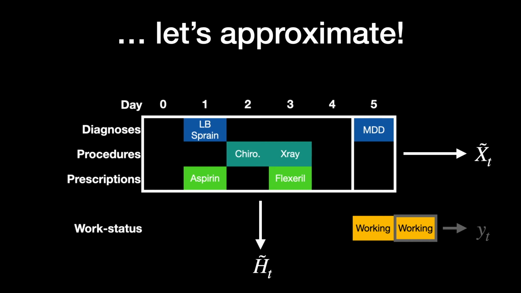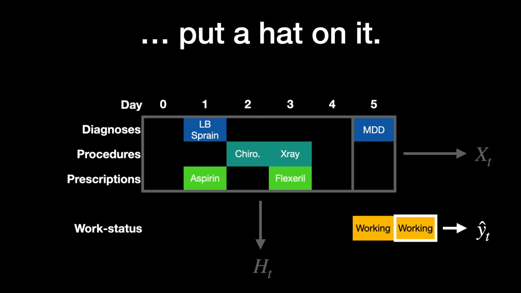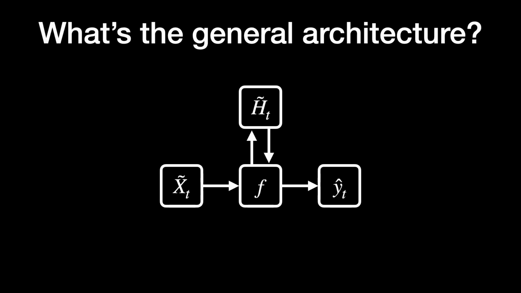So let's approximate these with lower dimensional versions of themselves and call these x tilde and h tilde, representing sort of approximations of x of t and h of t. And then we're doing a prediction task, right? So let's throw a hat on y of t. So then we've sort of modified our formulation to look like this, not too different.